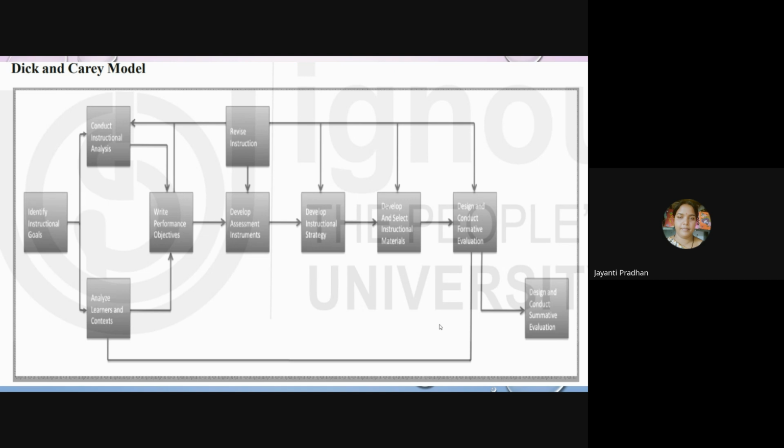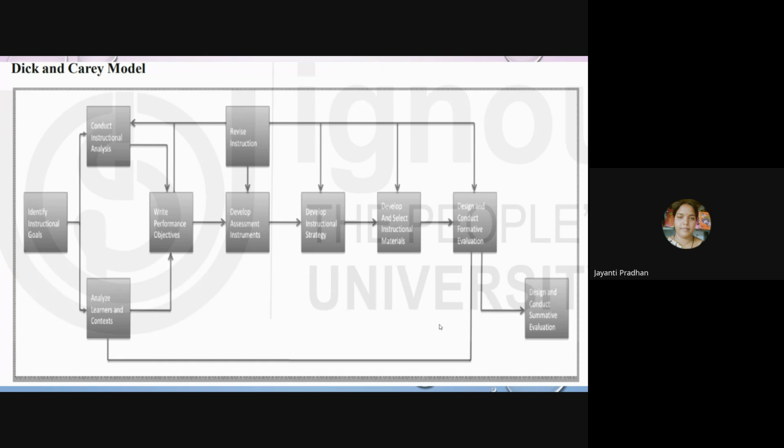So first we must identify the instructional goals. Then we must analyze the instruction, and analyze the learner and context, and on the basis of that we will formulate the performance objectives, that means objectives to be performed by the students. Now we are clear about the objectives. Then what kind of assessment instruments will be used?